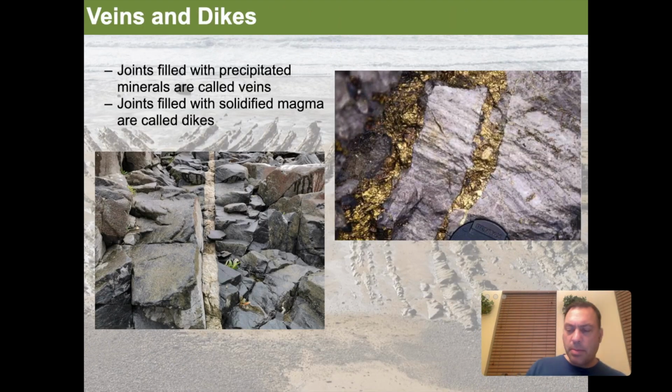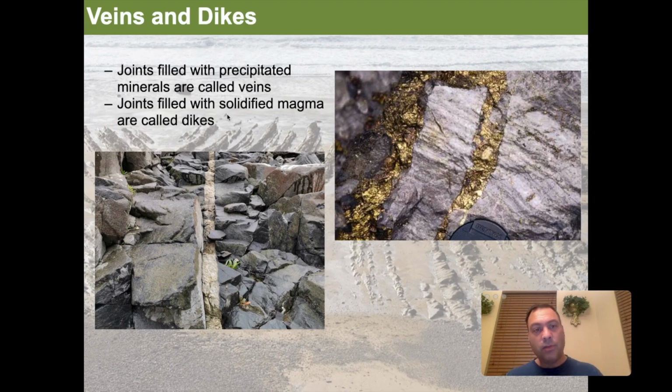Last part that I want to bring up, this will be the last slide for the entire show. This has been a long lecture, but it's an extremely important one: veins and dikes. So veins and dikes are a form of joint, but they have special features. Joints filled with precipitated minerals are called veins. And so here we see some veins of gold in this case. So here we see a joint, another joint here, and the gold deposit is clearly visible in this image. So that's what we mean by a vein.